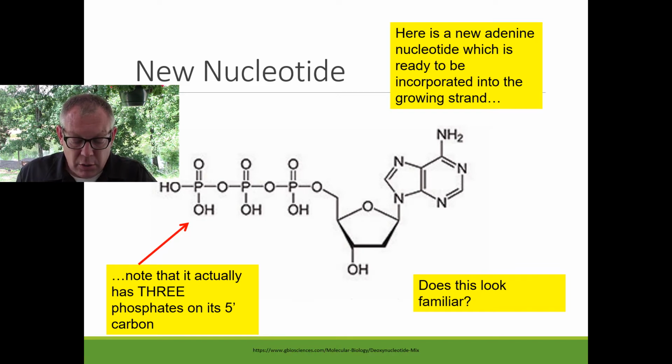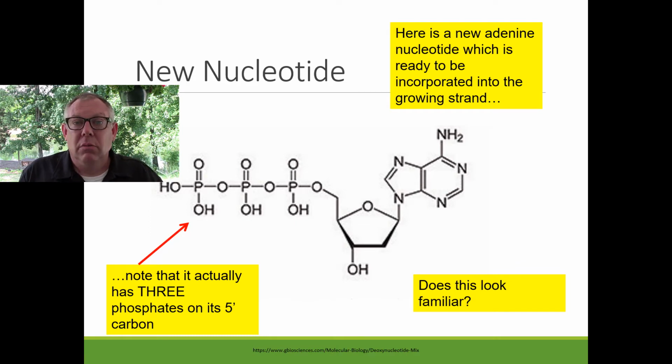But look at what we have here. We don't have one phosphate, we actually have 3 phosphates. Well, does this look familiar? Do you remember this? This is an adenine with 3 phosphates. It's adenosine triphosphate. This is ATP. You've already seen this, right? You remember that ATP is a nucleotide, and those 3 phosphates have a lot of energy in them.